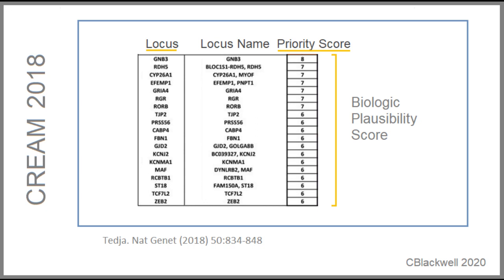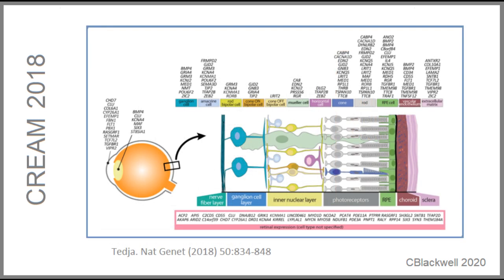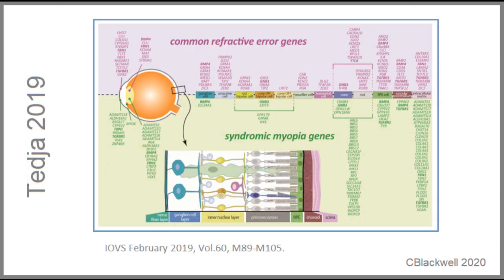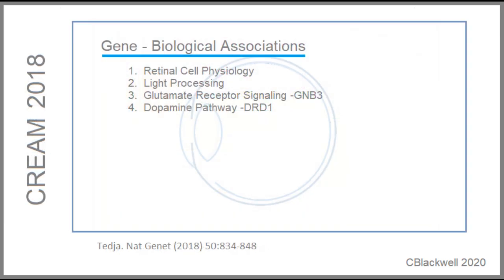What do these genes do? The authors created a nice graphic showing where these specific genes are functioning. This is an updated diagram from a 2019 special IOVS issue on myopia.